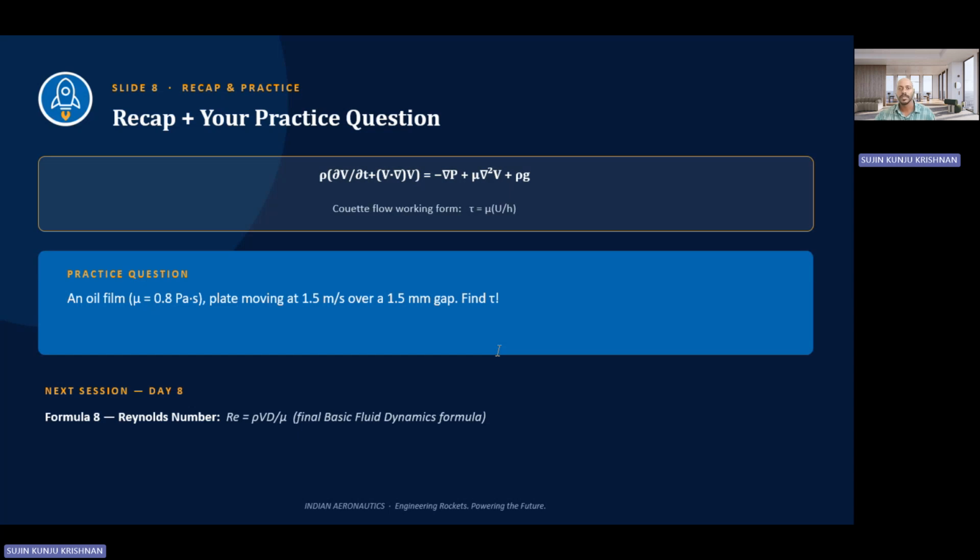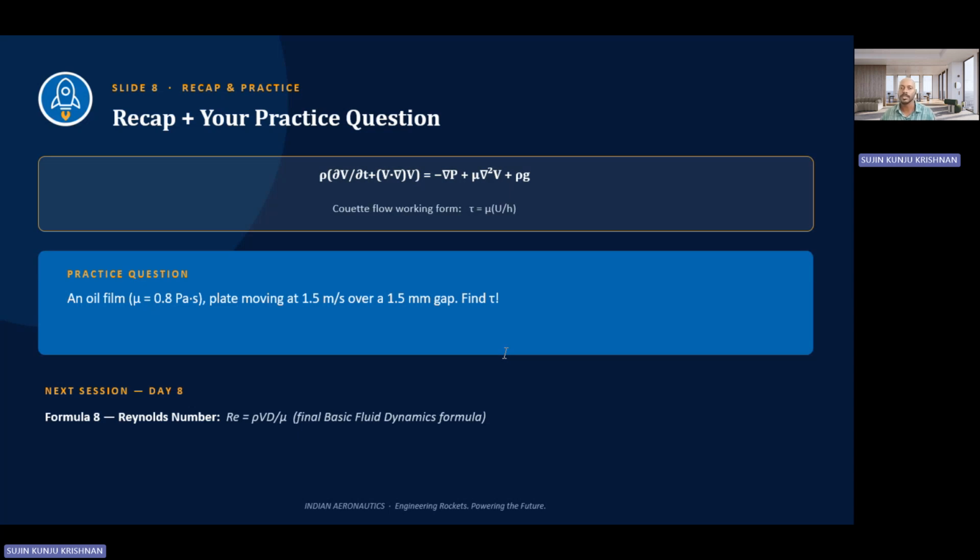Now let's recap. The Navier-Stokes equation is Euler's equation plus one new term, mu grad squared v, the viscous force. For simple shear flow between two plates, this simplifies beautifully to tau equals mu u over h.